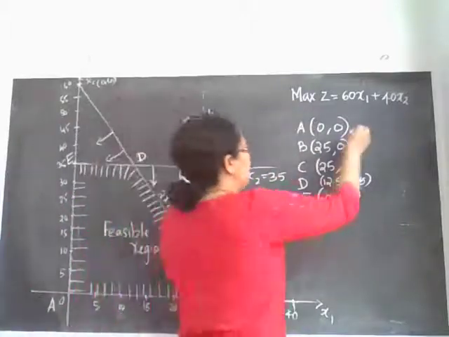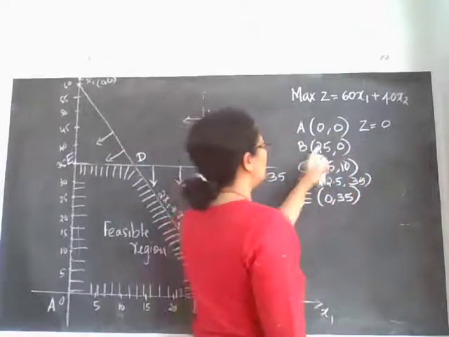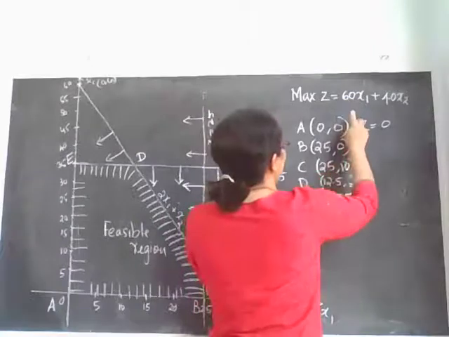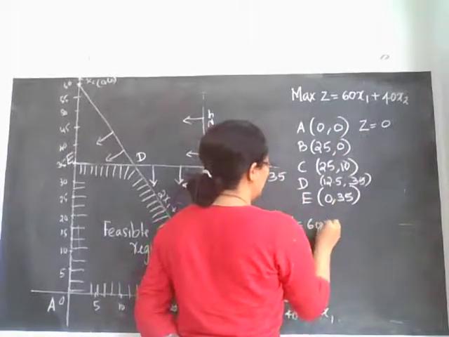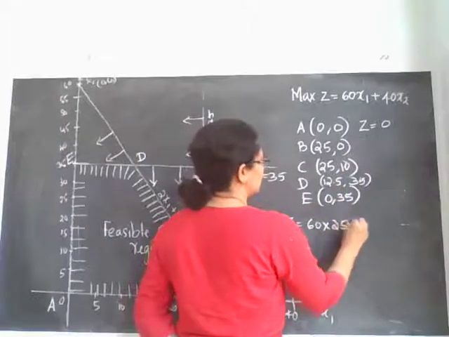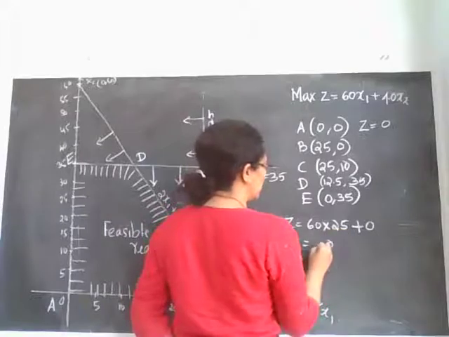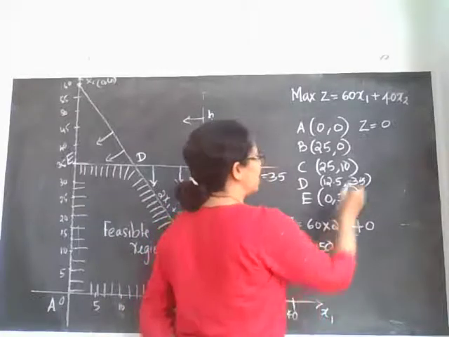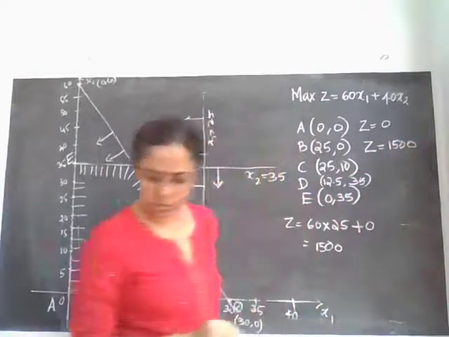At A, everything is 0, so Z is equal to 0. At B, Z is equal to 60 into 25 plus 0. 6 fives are 30, 6 twos are 12, 13, 14, 15. So you have Z equal to 1500.